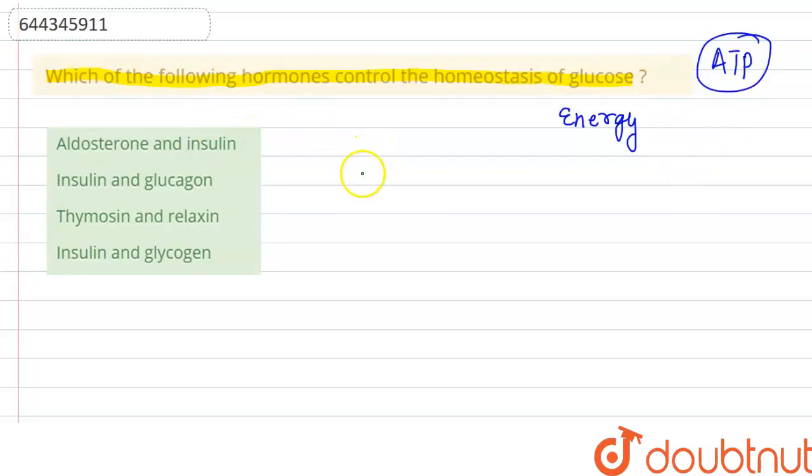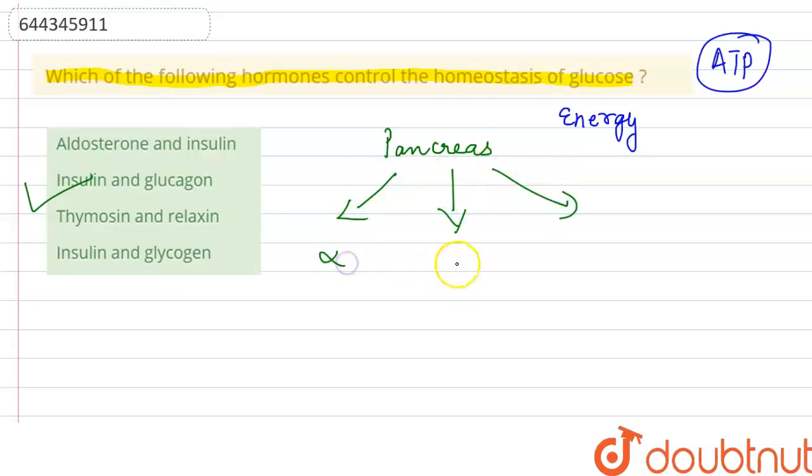Now, we have to talk about the hormones which control the regulation of this glucose. The correct answer is insulin and glucagon. Insulin and glucagon are secretions of the pancreas. The pancreatic cells, the islets of Langerhans, have three different cells: alpha cells, beta cells, and delta cells.